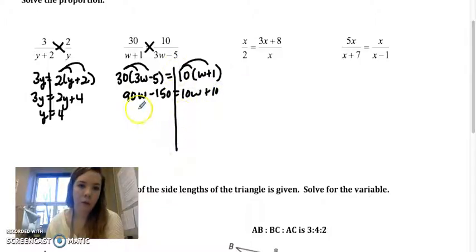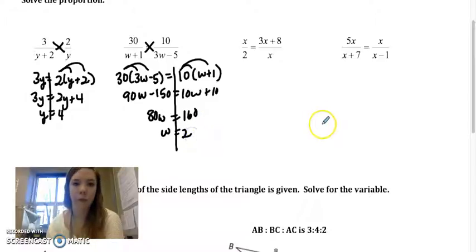So if I move this over, I have 80w. If I move this over, I have 160. So w is 2. Here, again, be careful. When you have x times x, that's x squared.